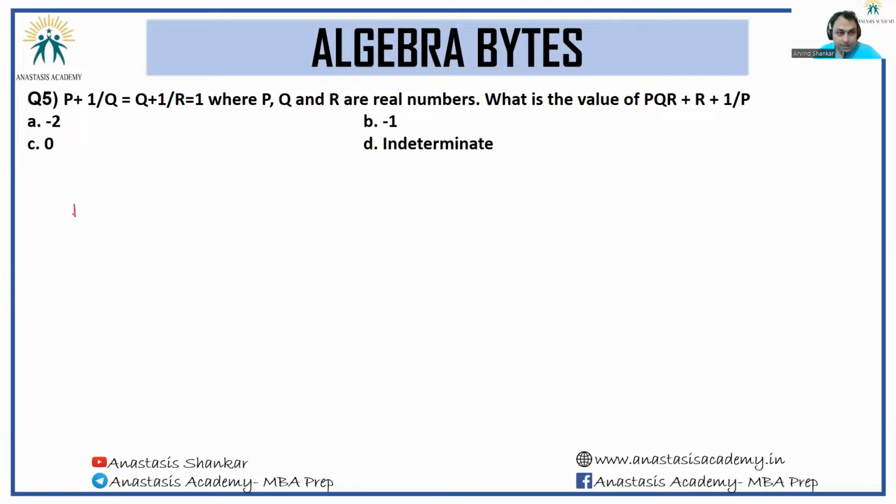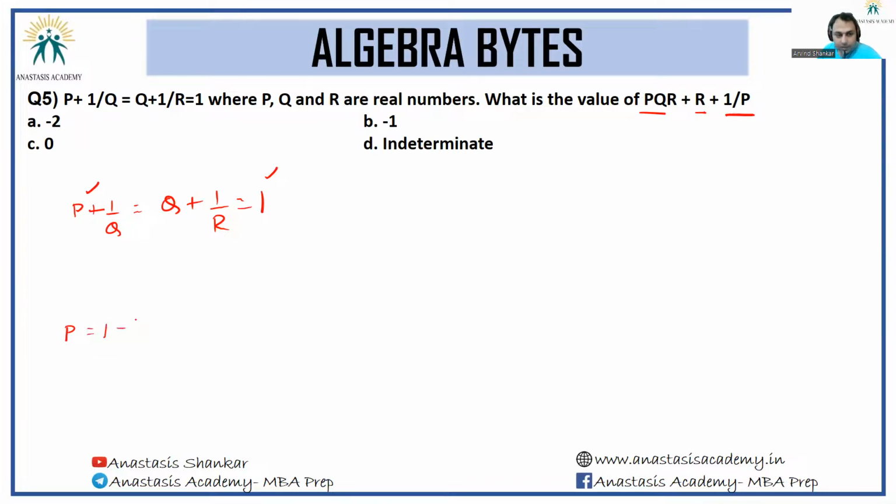Next, p plus 1 by q is equal to q plus 1 by r is equal to 1, where p, q, r are real numbers. What is the value of p into q into r plus 1 by p? Okay. So I have to get these three terms. I only need, in one term, I only need p. So I will take these two to work.